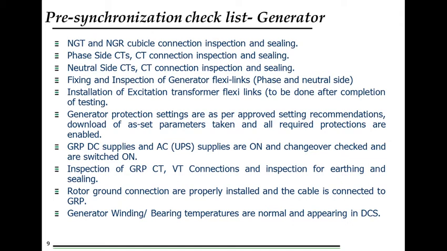Then the generator links. The generator has flexi links going to the generator transformer. We must check that they are properly tight on the phase and the neutral side. Then the generator protection settings need to be cross-checked and verified so that if any abnormal condition comes up after or while synchronizing, the generator may be protected. Then the DC supplies to the relays should be properly checked. Generator winding and bearing temperatures should be normal and they must be appearing in all the places, locally as well as in the DCS.